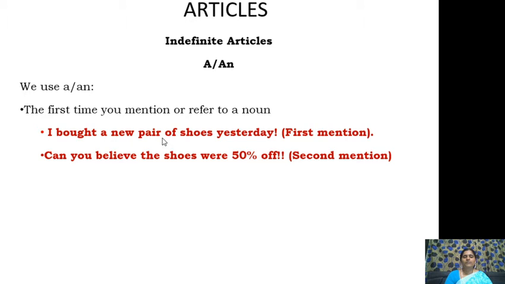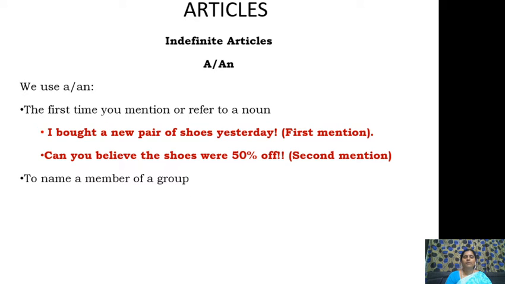So if you are referring to a singular noun for the first time in a sentence, then we use a. If you are referring to it for the second time in the context, then we use the. So this is the first thing.